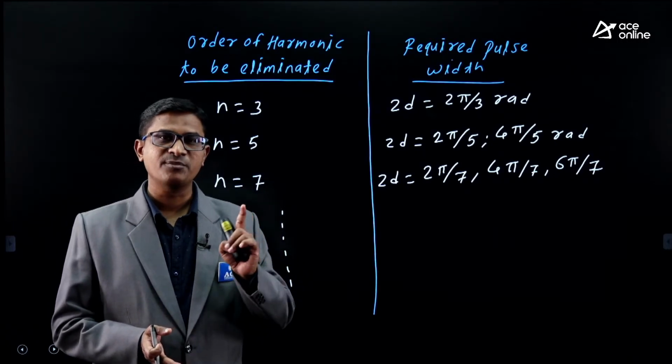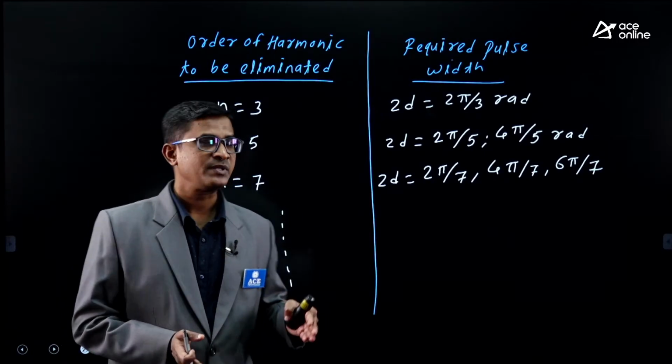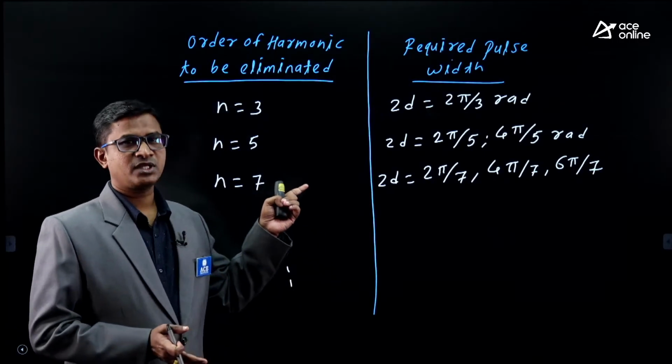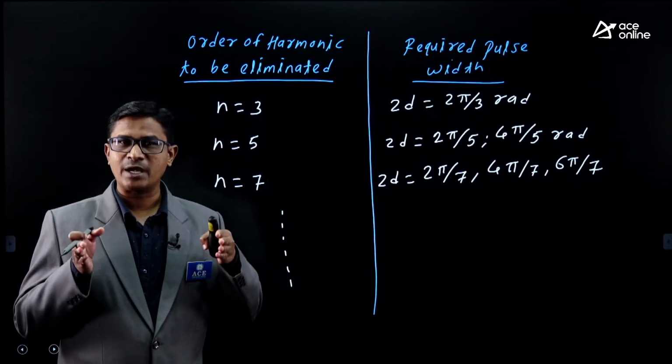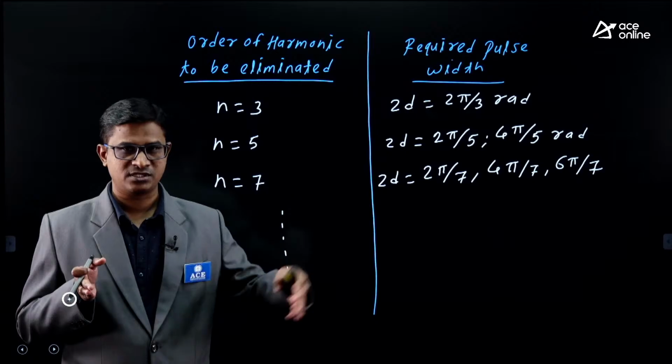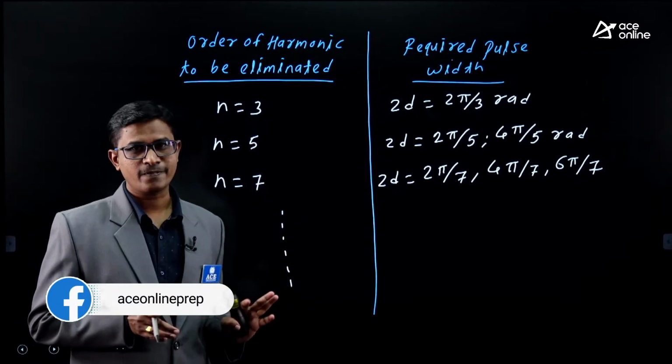They have framed some questions. Actually, we are running out of time, so that's why I am winding up. They have asked the question: in order to eliminate the third harmonic from the output voltage, the required pulse width is, and they will give the options 120, 90 degree and so on. So it is 120 degree.